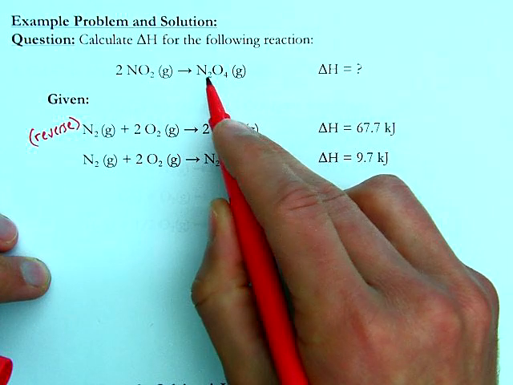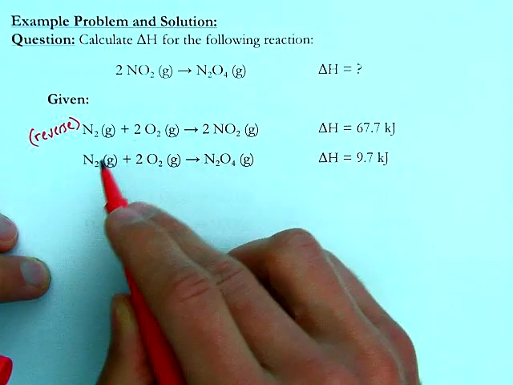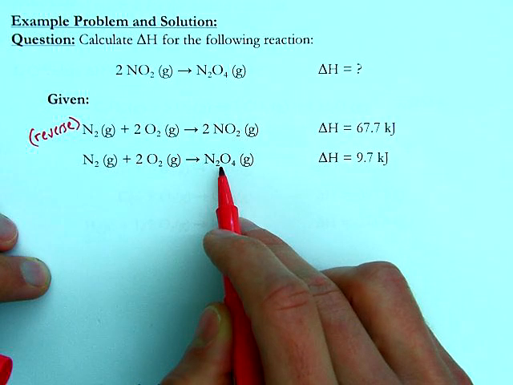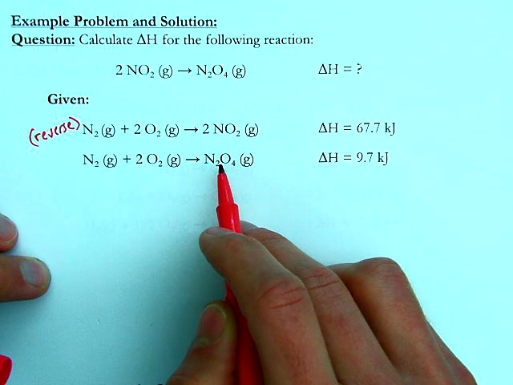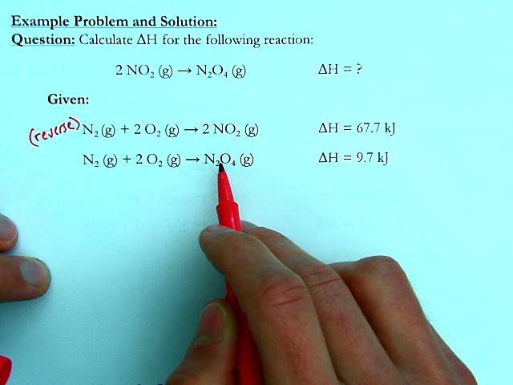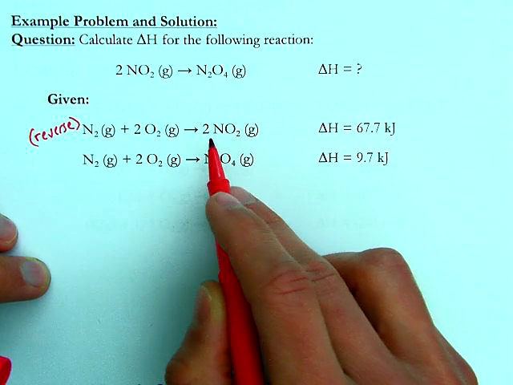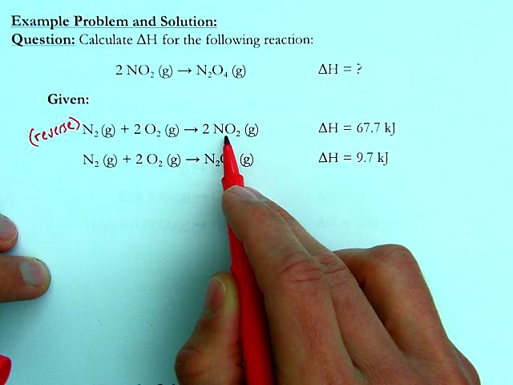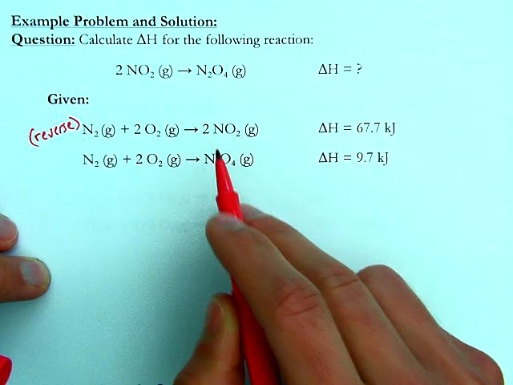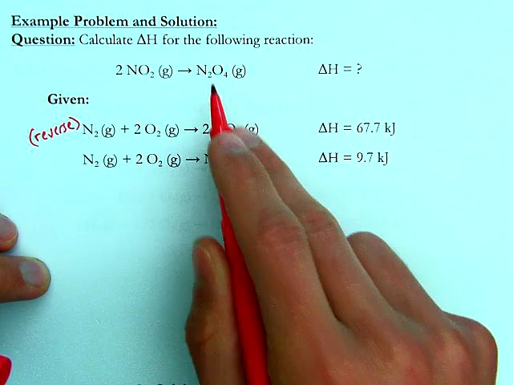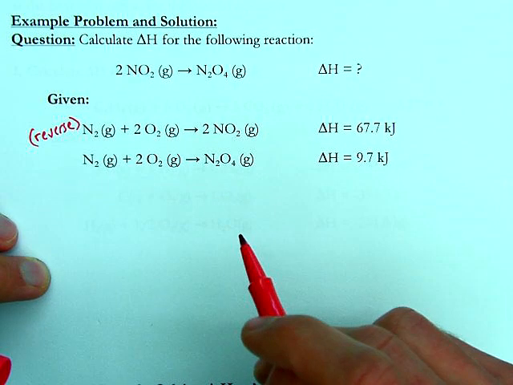The other thing we have is N2O4. It's on the right side of the arrow, and in the other equation it's also on the right side of the arrow. So we don't need to flip this equation. We can leave it as is. The other thing to think about is how many we have of each. Here we have two NO2s, so if we flip this, we'll have two NO2s on the left. That's good. And here we have one N2O4, and here we have one N2O4. So we don't need to do any multiplying or dividing.